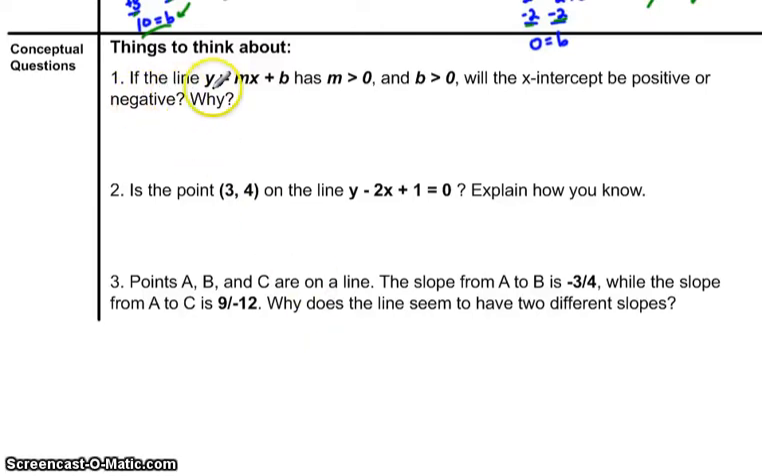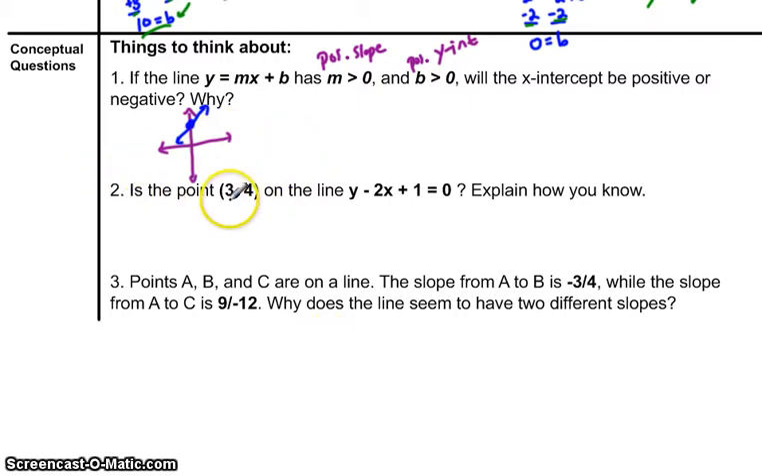Number 1, if the line y equals mx plus b has m greater than 0, meaning it has a positive slope, and b greater than 0, that means it has a positive y-intercept, will the x-intercept be positive or negative? Why? Well, think about it. If you got a graph, something like this, and you have a positive y-intercept somewhere above the x-axis, and a positive slope, some sort of increasing line, will that have a positive or a negative x-intercept? Why? Jot down a few sentences.